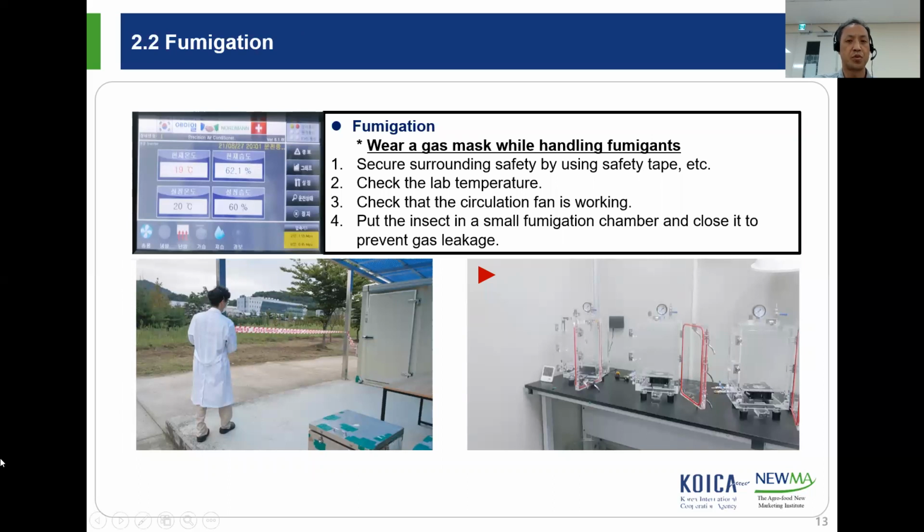This is a fumigation procedure. One, secure the surrounding safety by using safety tape. Then check the lab temperature and check that the circulation fan is working.